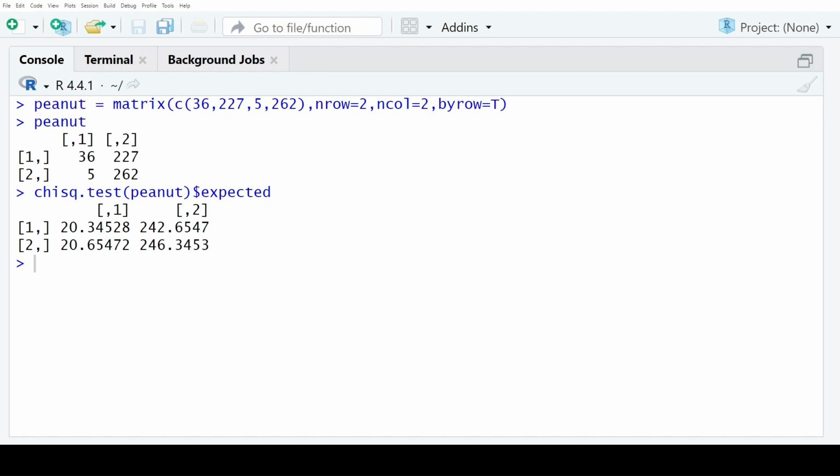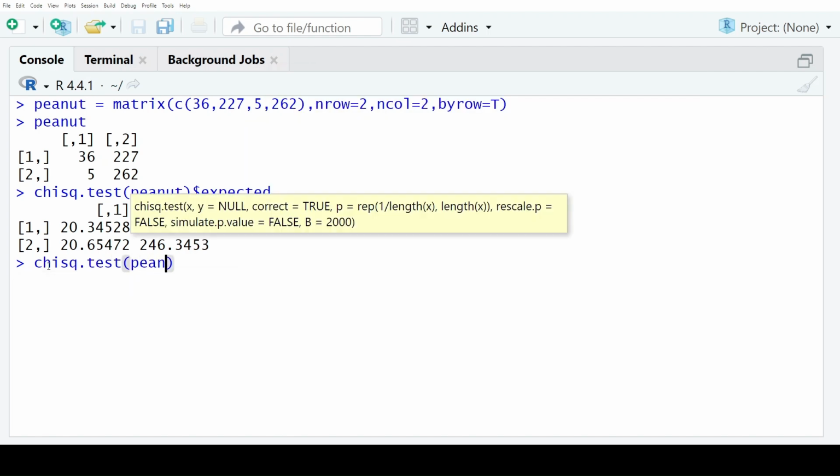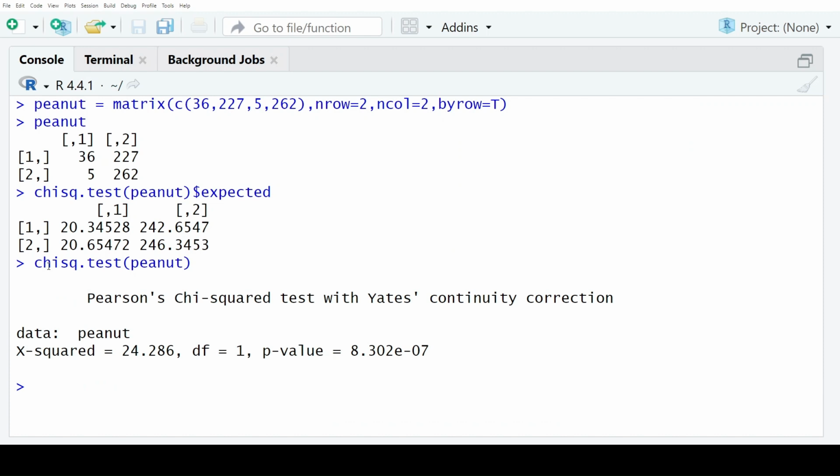Before we even do the test, I do see some differences. I would say the peanut consumption did make them less likely because 5 is quite a bit lower than 20. So my guess is there is going to be a low p-value here. And just so I don't have to come back and I want to do this test, I'm just going to do the test and copy it all over at once this time. And there we go. Like I said, we got a very low p-value.